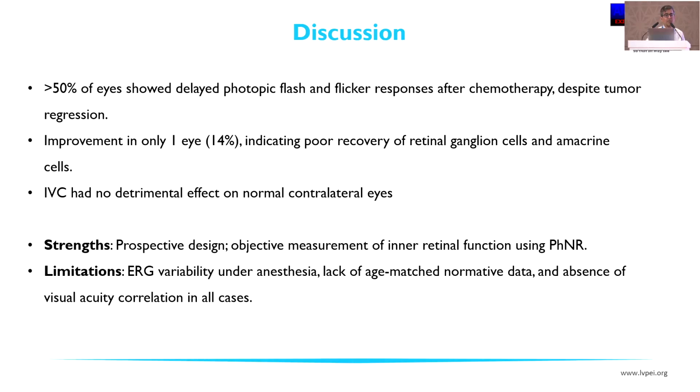Coming to discussion, more than 50% of eyes showed delayed photopic flash and flicker response after chemotherapy despite tumor regression. There was improvement in only one eye, indicating poor recovery of retinal ganglion cells and amacrine cells, which is determined by the PHNR function. And IV chemotherapy has no detrimental effect on the normal contralateral eyes.